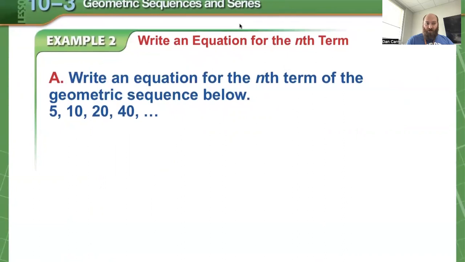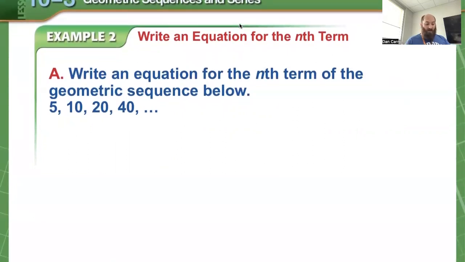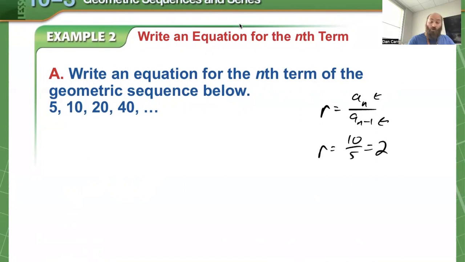Write the equation for the nth term of the geometric sequence below. So again, we're not given the common ratio, but we're given enough information here. If I make a slight modification of what we did before, common ratio could always be a sub n divided by a sub n minus 1. What I'm saying here is I take any term in the sequence divided by the previous term. So in this case, I could do 10 divided by 5, which is 2. Doesn't matter which I picked, because I could have done 20 divided by 10, which is 2. 40 divided by 20 is 2. Okay, so we've established my common ratio is 2.